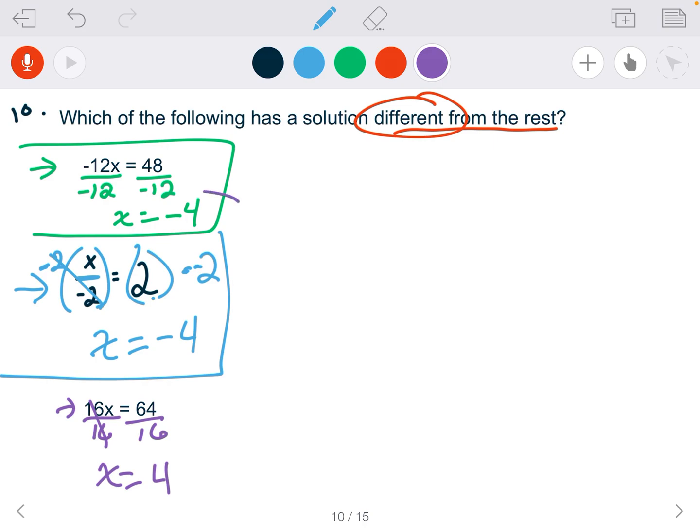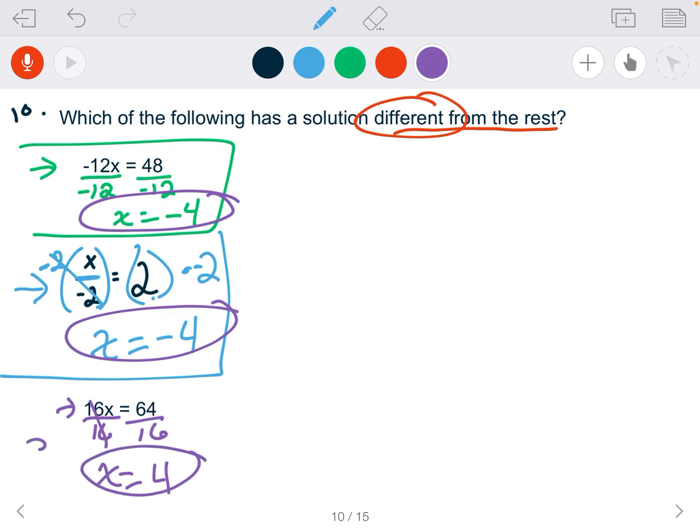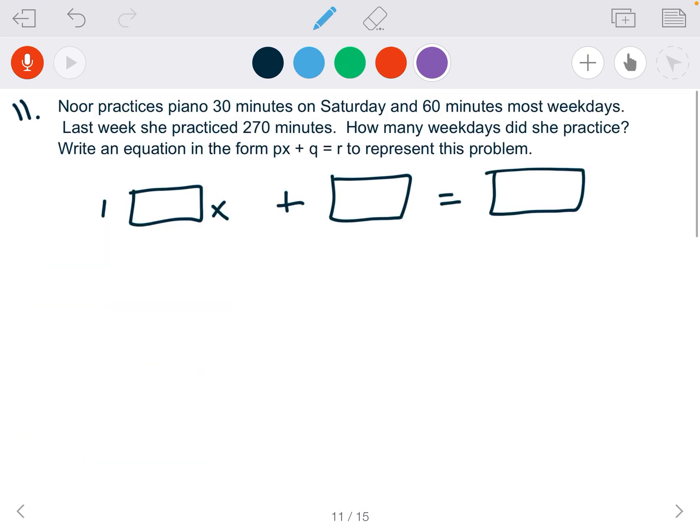So which one is different? This is -4. The second one's -4. The third one is a positive 4. So that is the different one. Remember, the negatives have to match up. All right, I'm going to pause, stop this video, and go to part 3.